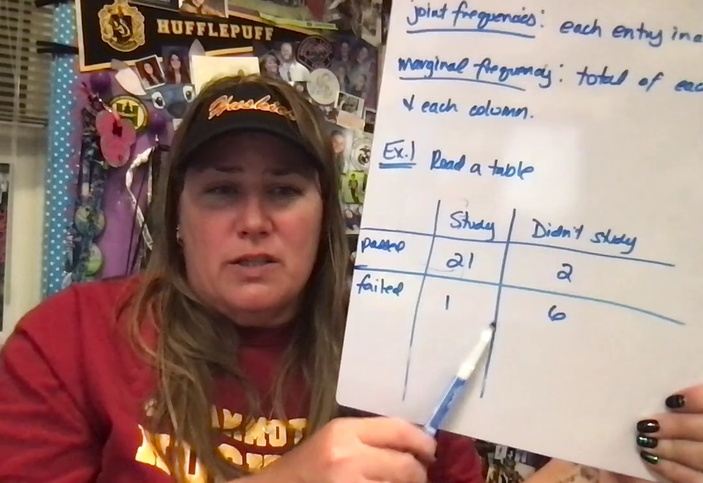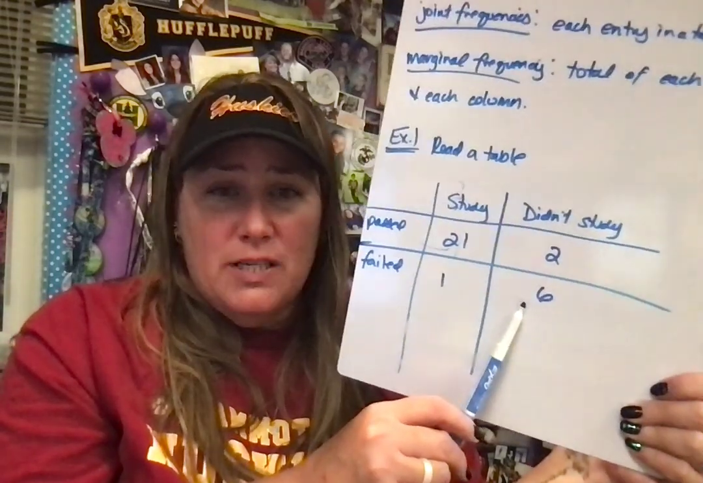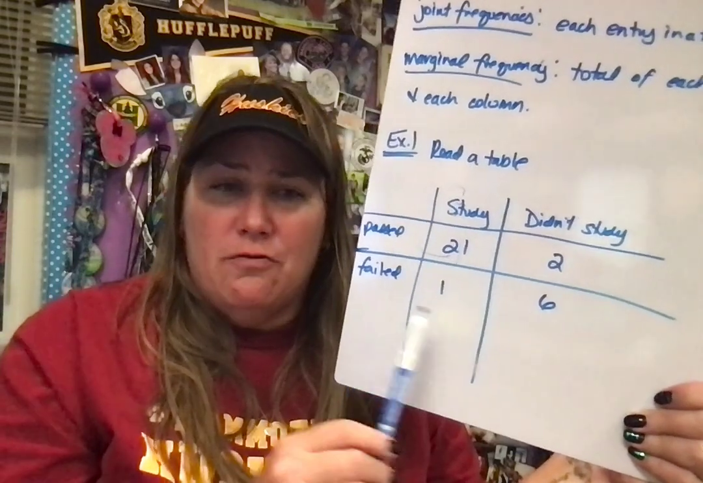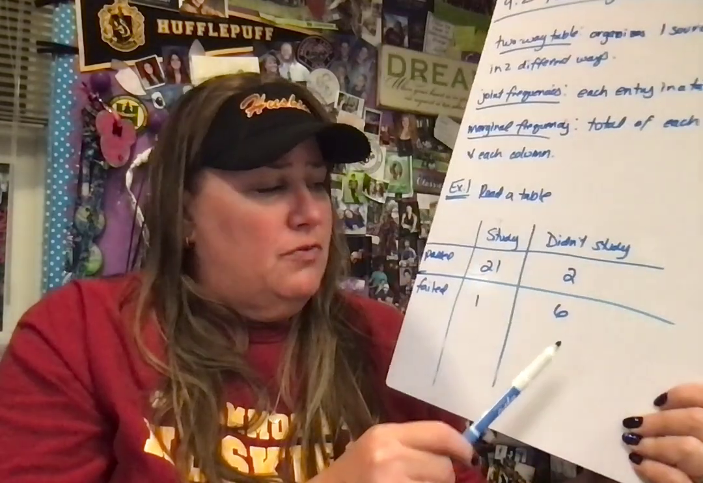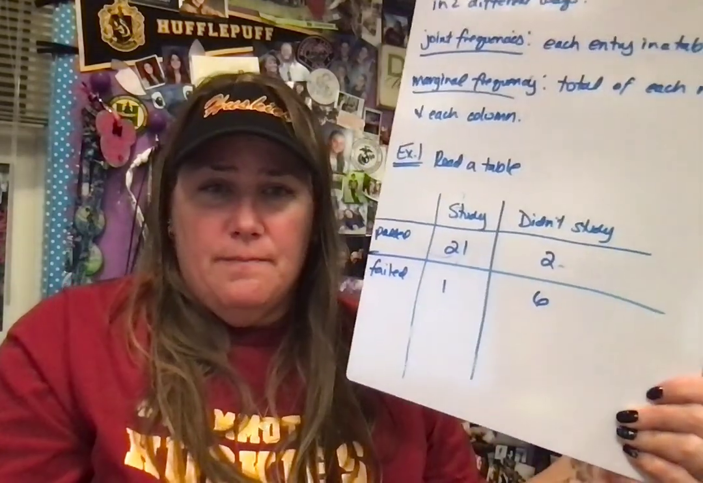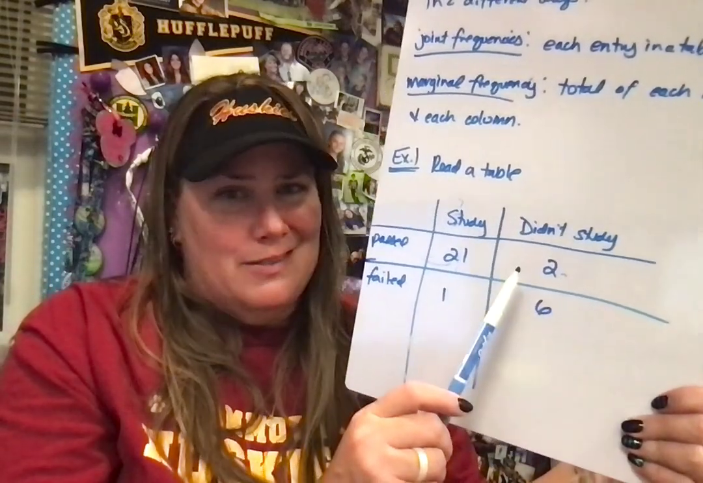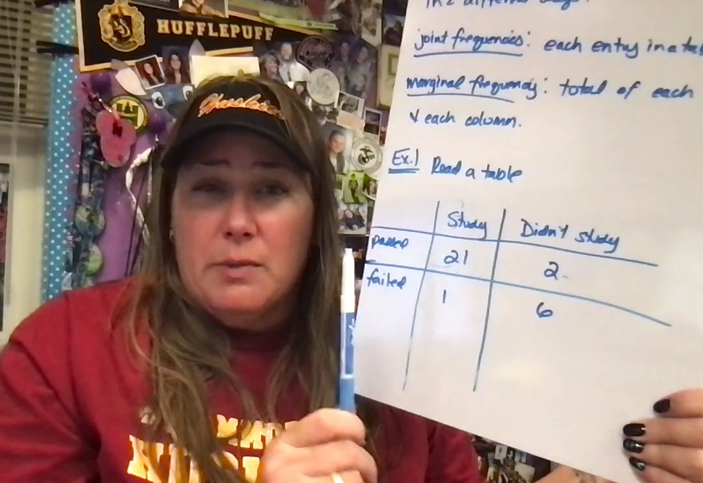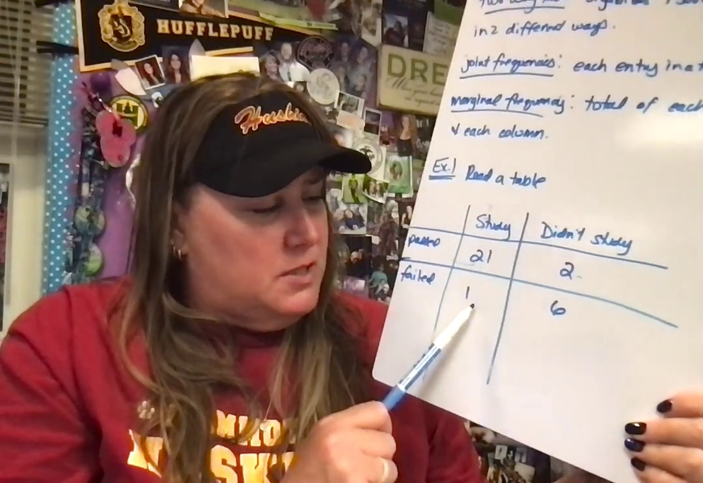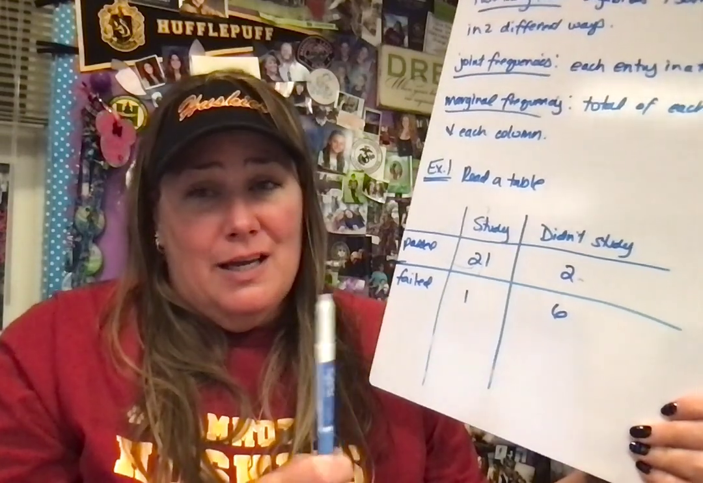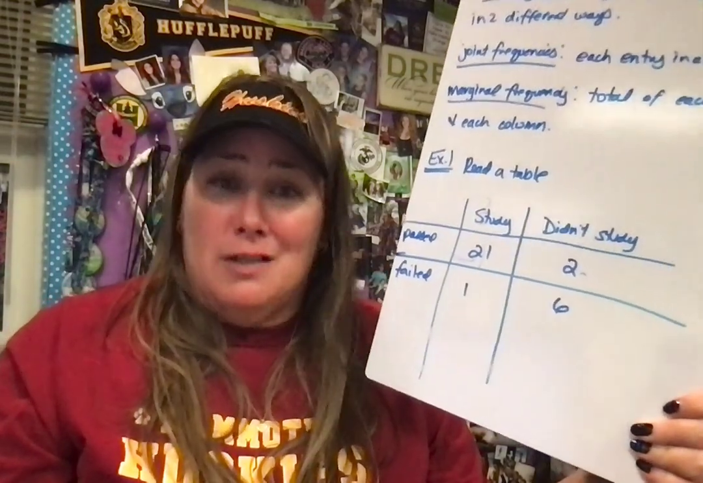If I ask you what this 6 represents, you would say that would be the number of kids who didn't study and failed. If I asked you what this 2 represented, that would be the kids who passed but didn't study, which I never recommend not studying. And last but not least, this 1 would be how many kids who studied and failed. And as we all know, sometimes that happens in life.